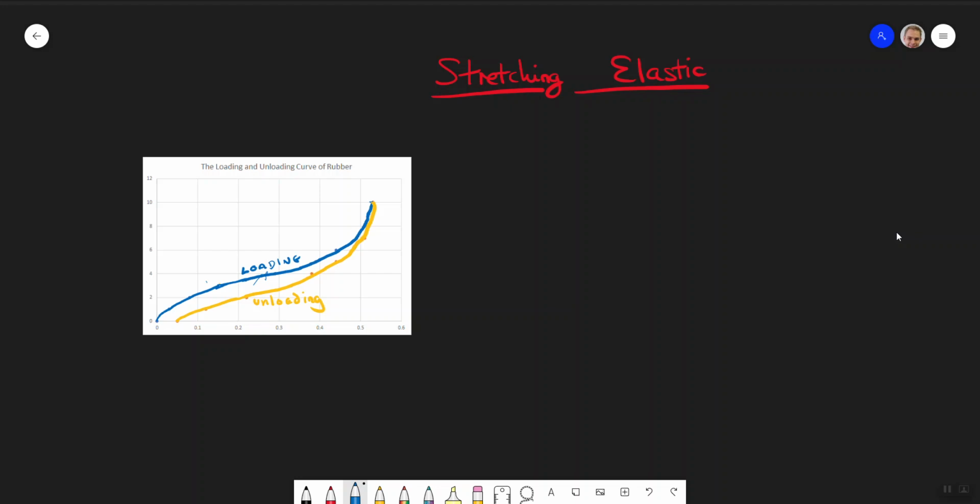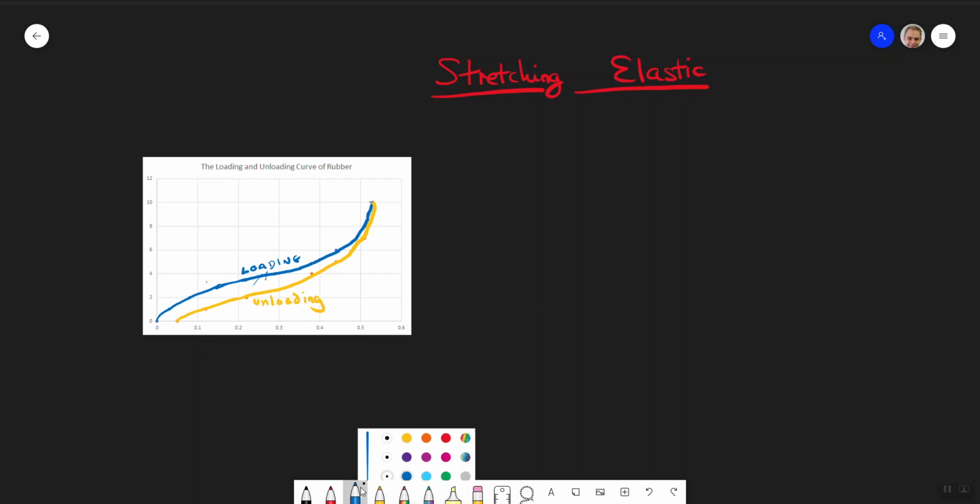Okay, so this is our curve that we've gained from stretching an elastic band. And once again, we've got a different loading curve to an unloading curve. We can see that immediately we're not following Hooke's law. The extension is never proportional to the applied force.